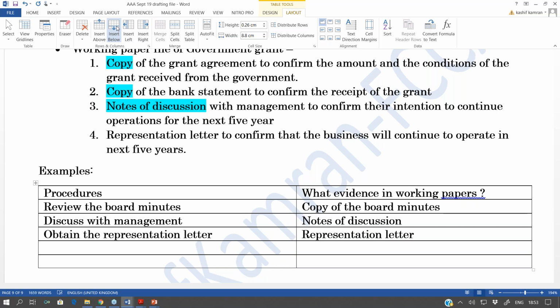Okay, now let's get to the difficult one. Recalculate the amortization expense. Now, if the auditor recalculates something, what evidence will he have in the file that he recalculated? How will the manager know that you recalculated something? So in my working paper file, if I recalculate something, I will have the results. I will have the results of the recalculation.